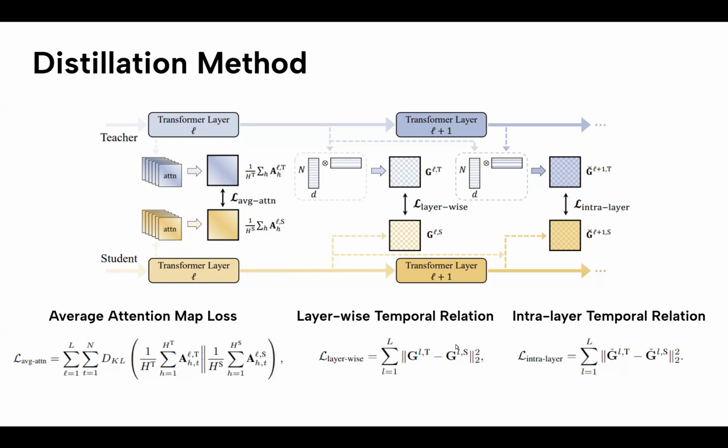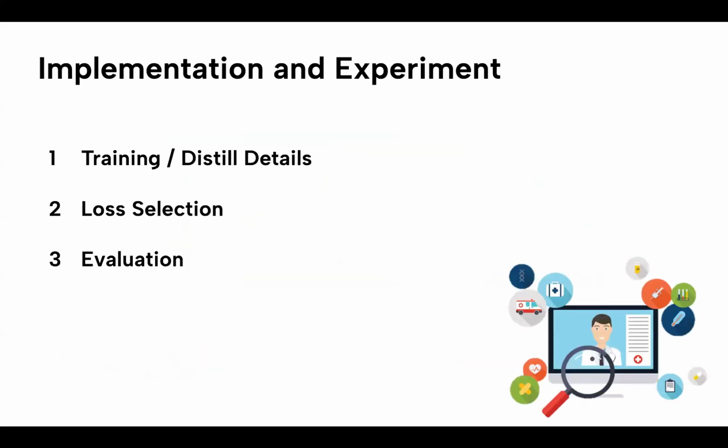In our experiments, we focus solely on the temporal relationship distillation, which is the core method of the original paper. The original paper also shows that distilling attention maps is in fact ineffective, so we choose to only use the temporal relationship. Let me introduce the implementation and experiment part.